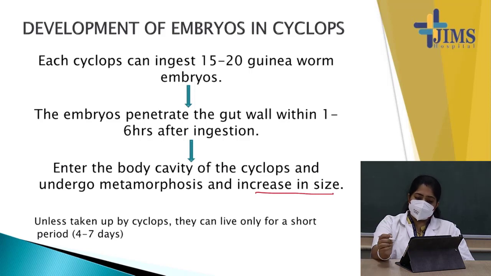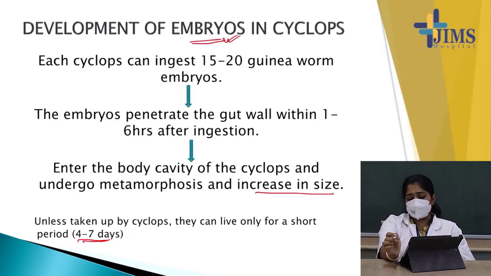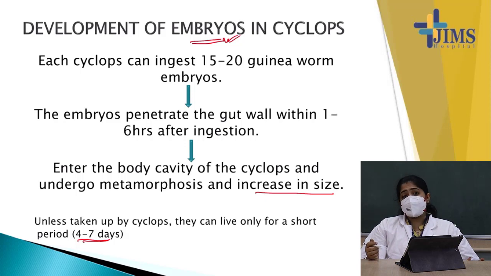If the embryos are not taken up by the cyclops when they are in the water, they live for a very short period, about 4 to 5 days. After that, they are destroyed. So, unless taken up by the cyclops, they can live only for a short period of 4 to 7 days in water. When the cyclops ingest the embryos, the embryos penetrate the gut wall within 1 to 6 hours of ingestion, then enter the body cavity, undergo metamorphosis and increase in size.